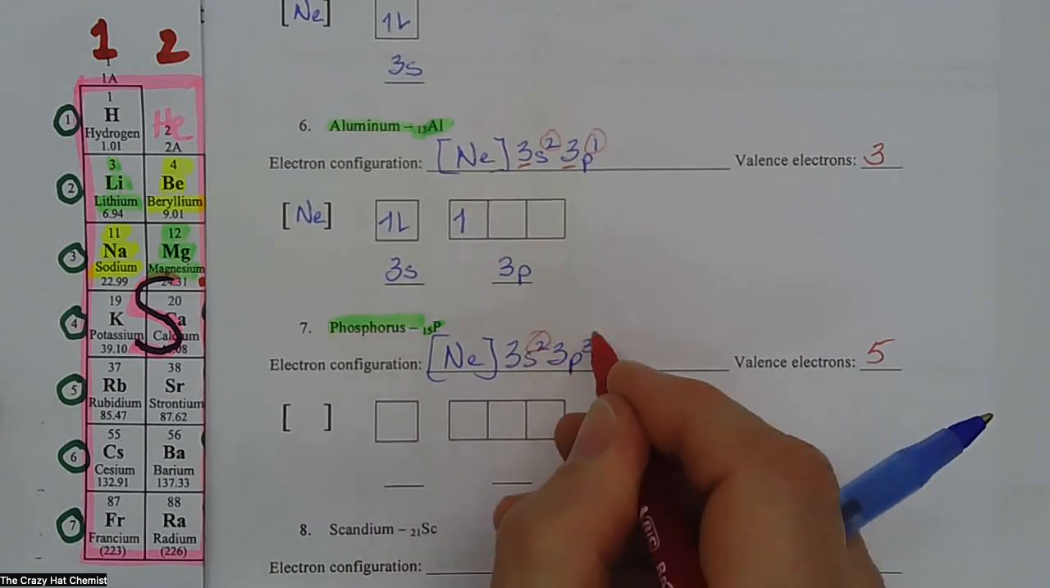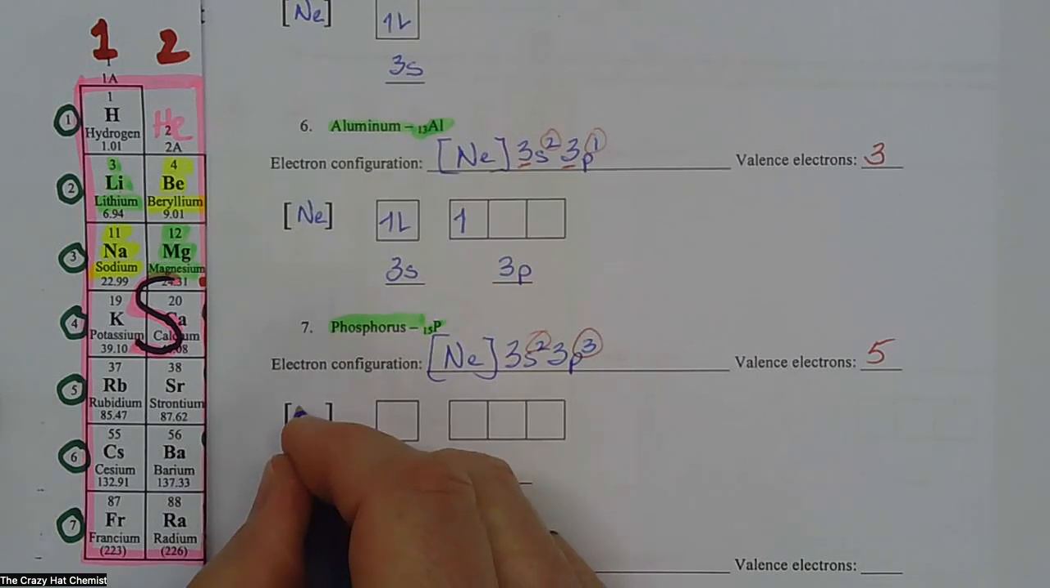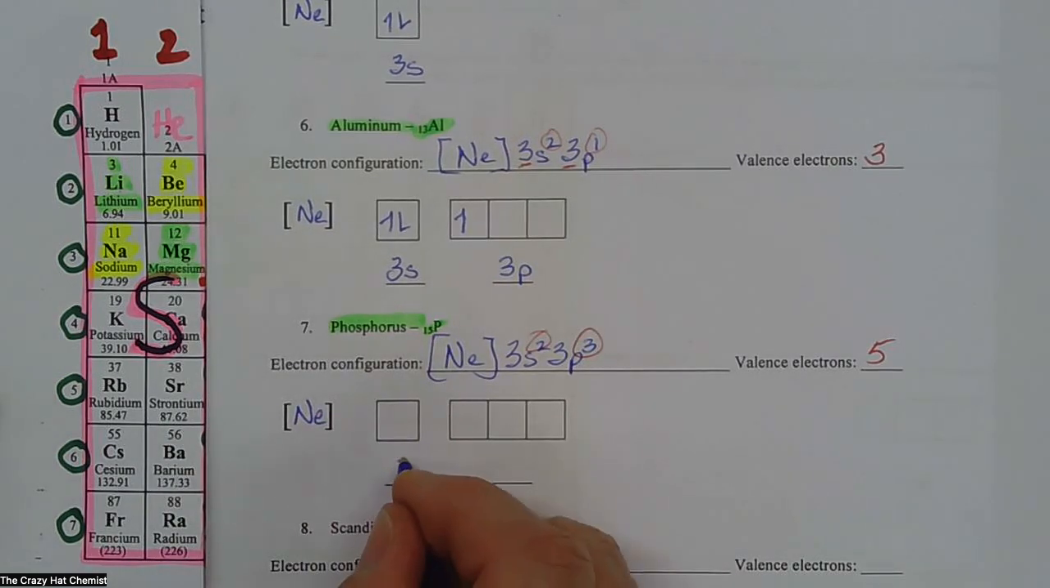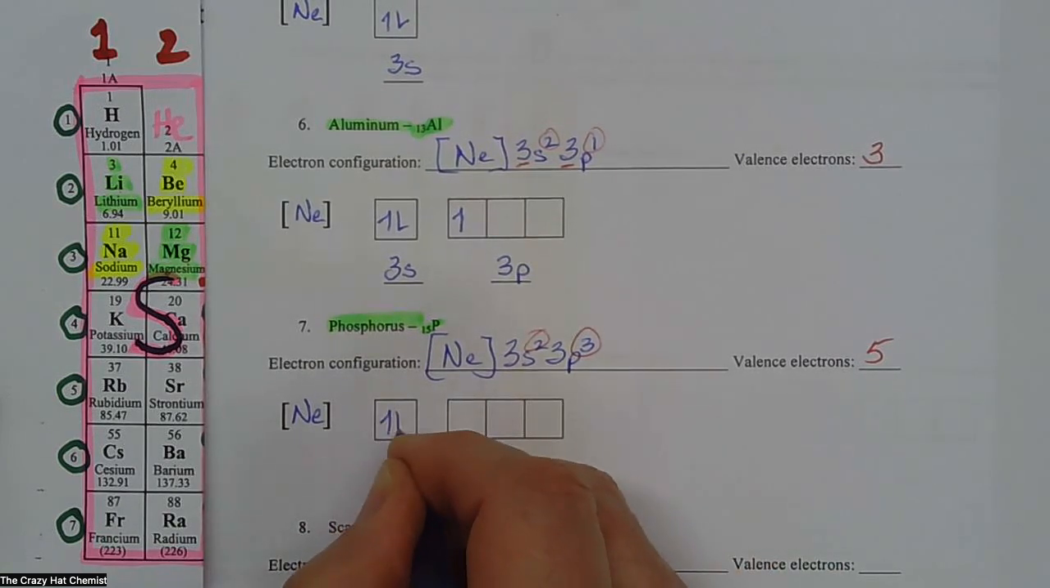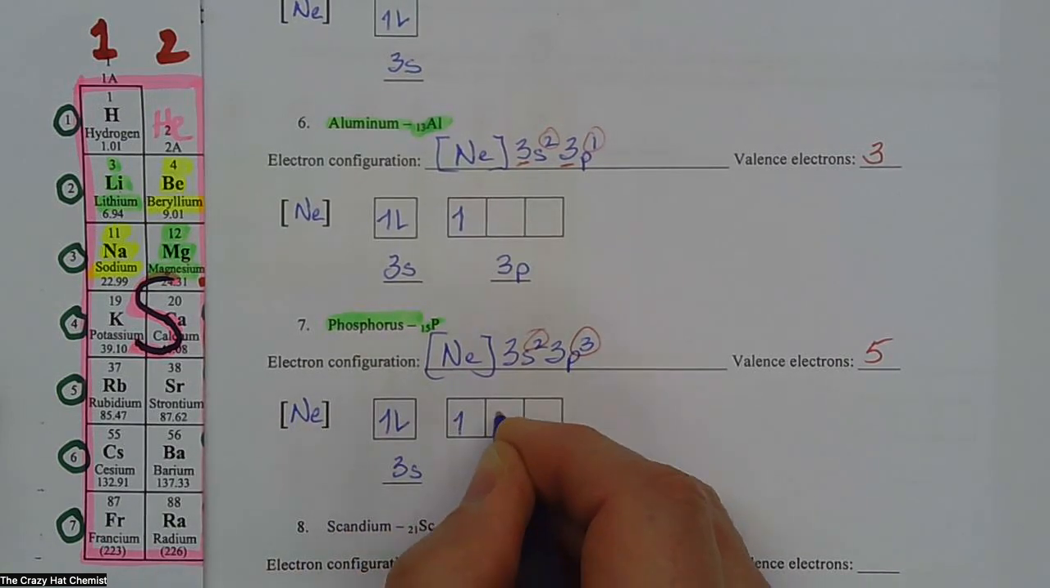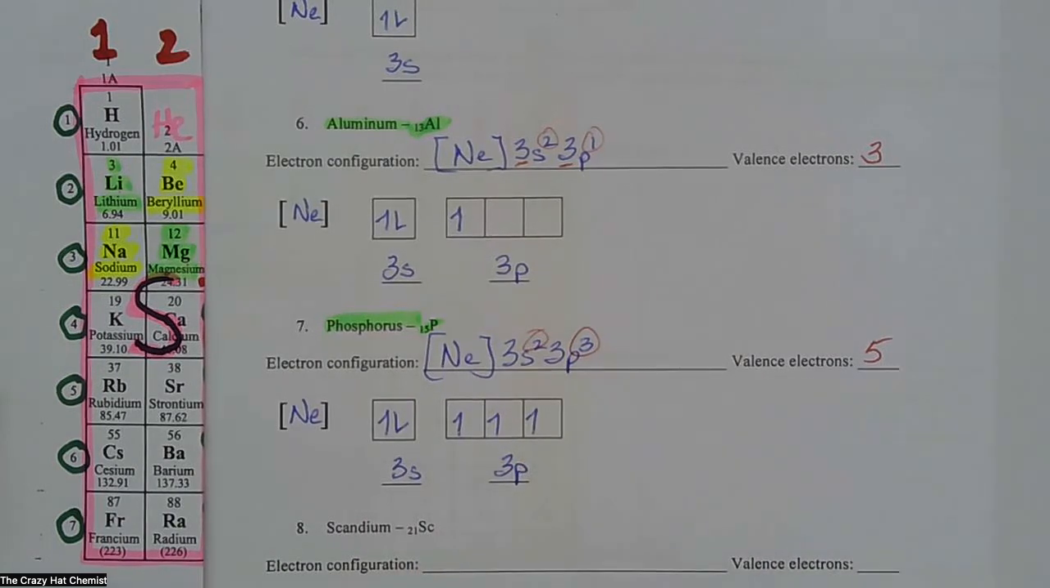I should be able to count up those 2 numbers right there. That's neon in brackets there. This is a 3s. This is a 3p. This is an up. That's a down. This is an up and an up and an up. All right. Congratulations. You're doing very good.